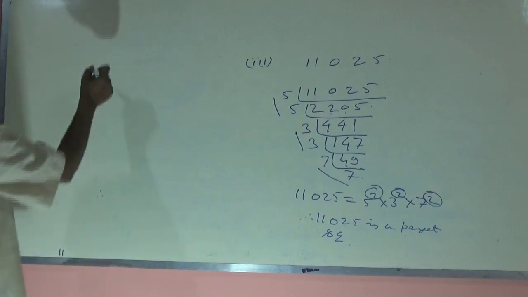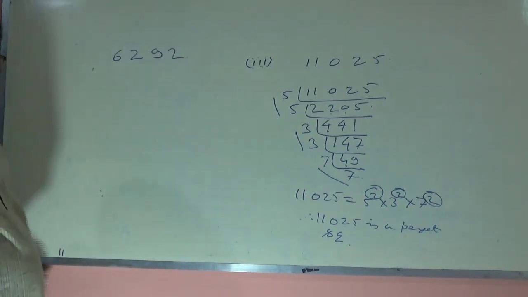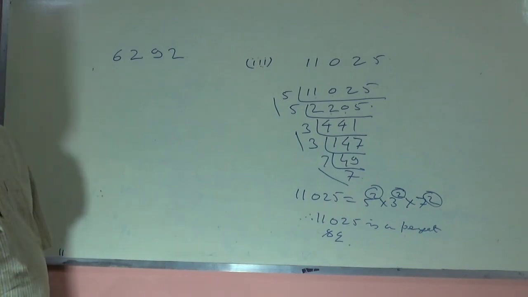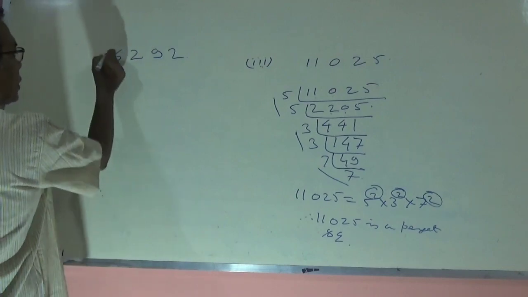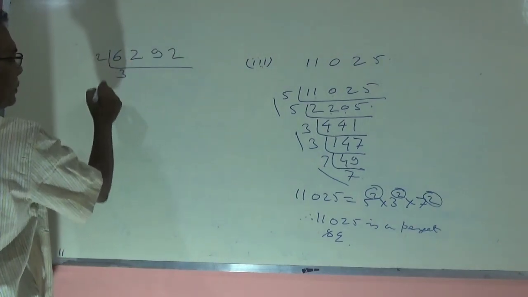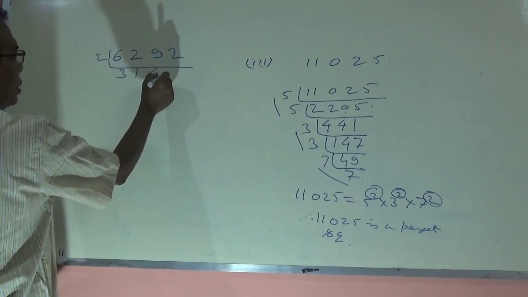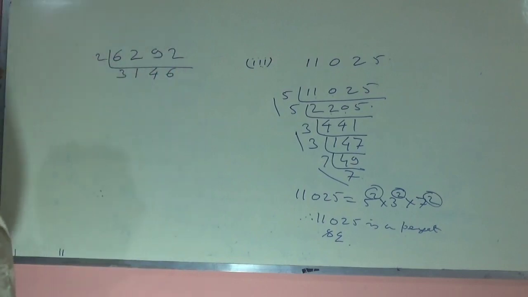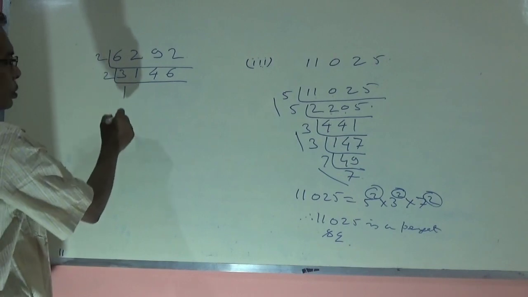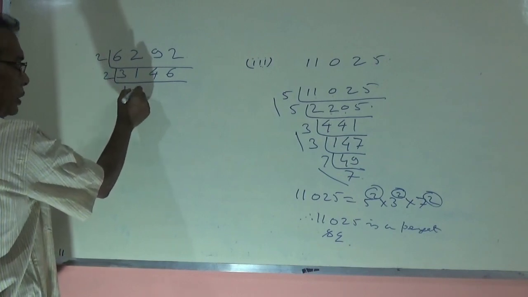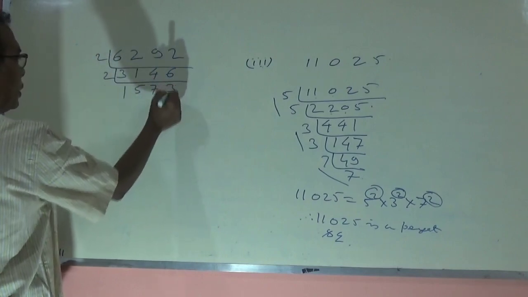Suppose 6292. One example question. We have to check whether it is a perfect square or not. How will you do it? Again, the same method. First of all, divide this one by 2. 2 3s are 6, 2 1s are 2, 4 2s are 8, 1, 6, 2 6s are 12. Then again by 2, 2 1s are 2, 1, 1, 10. 5 2s are 10, 1 4 7, 2 3s are 6.